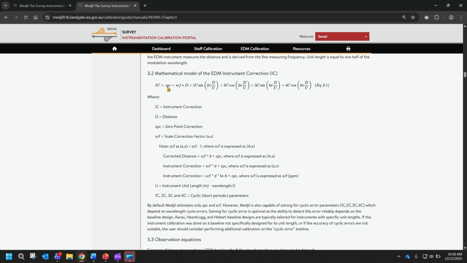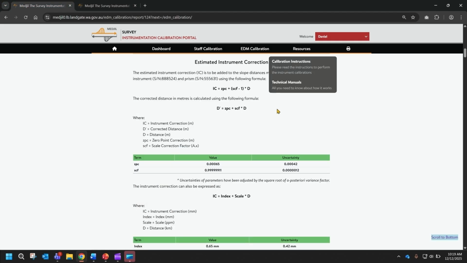ZPC, 0-point correction, SCF, scale correction factor, and you've got this 1C, 2C, 3C, 4C, which is the 4 cyclic parameters. So typically the 4 cyclic parameters have a minimal effect on the instrument and don't need to be corrected for. As such, it is standard practice to not test for cyclic errors, unless you have a particular reason to do so. So if you don't test for them, this equation can actually be simplified by removing all of this, which is where we get the version that we see in here, 0-point correction, scale correction factor, times distance.